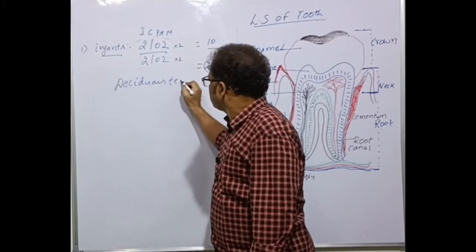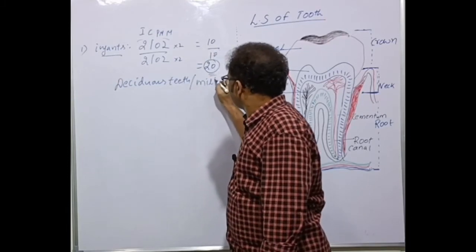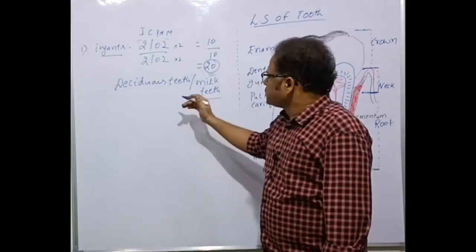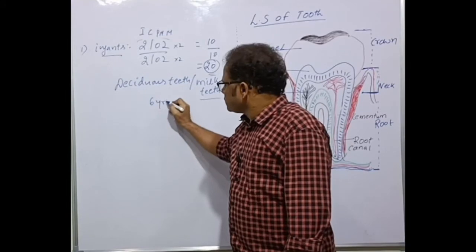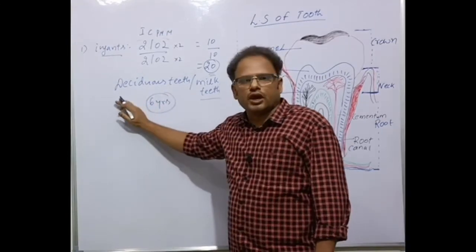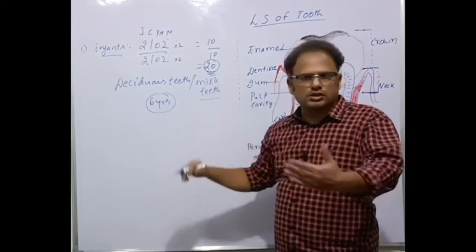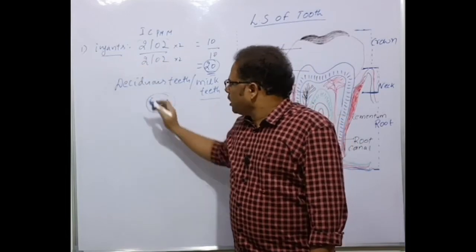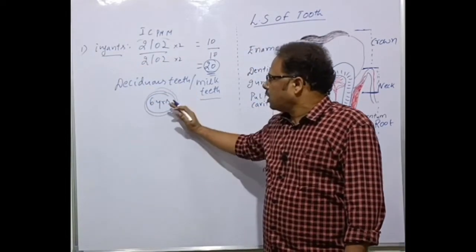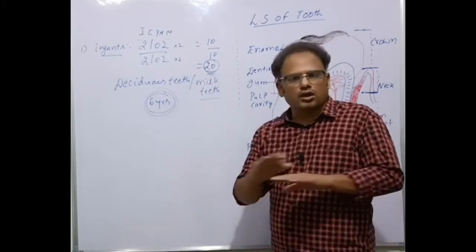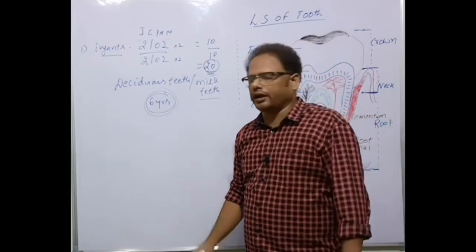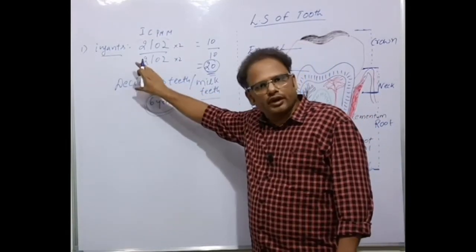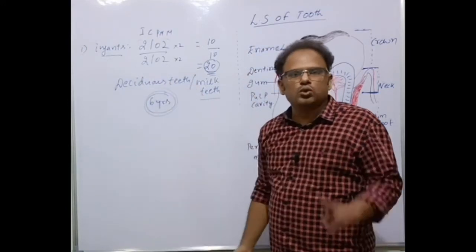Deciduous teeth or milk teeth. Because by the time this child reaches around 6 years, they are lost. The complete set of 20 teeth is lost, and they are replaced by the permanent teeth. That is, these teeth come in two sets. One is milk teeth or deciduous teeth, temporary teeth, and they are replaced by the permanent teeth. Two sets of teeth are there.